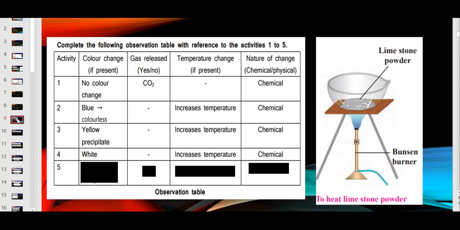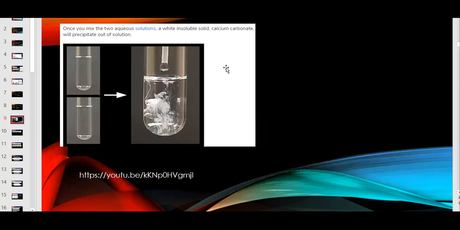Okay, in this slide here, this is the example for that. Calcium carbonate will precipitate out of solution. So this is like a white precipitate. It will be seen in the test tube. जब आप दो solution को add करते हो, white precipitate form होता है. Precipitate means what? It is insoluble in water.